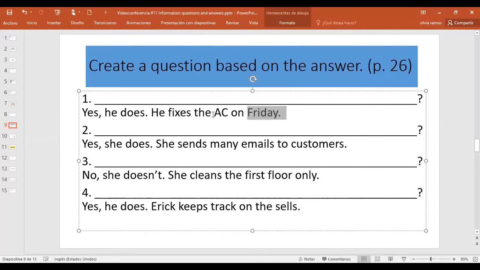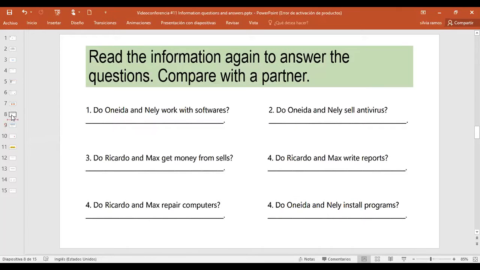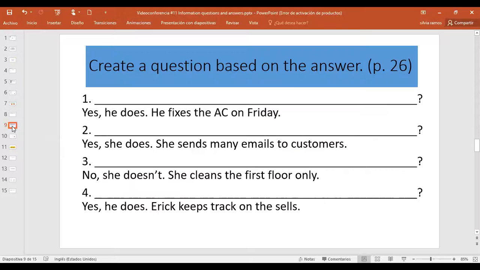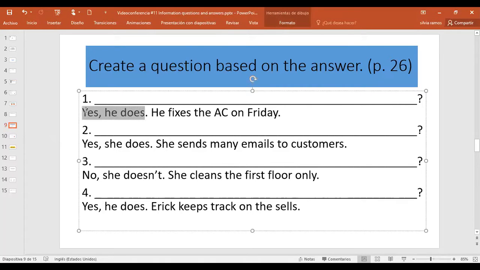Tenemos la respuesta. We have the answer. If we have the answer, right, we are going to create the question. Aquí teníamos las preguntas y hicimos las respuestas, right? Aquí vamos a hacer al revés. We have the answers, but we need the questions, okay? Now, the questions that we're going to make are going to be with, in this case, does, because all of them are third person singular.